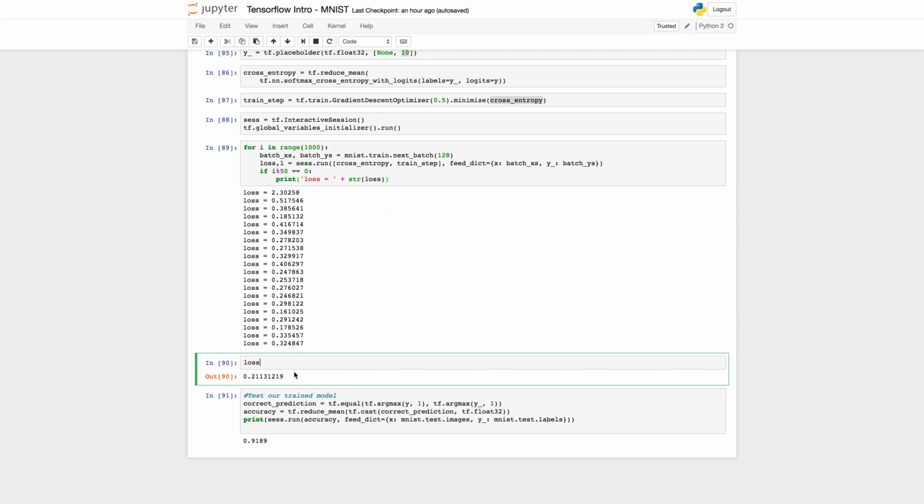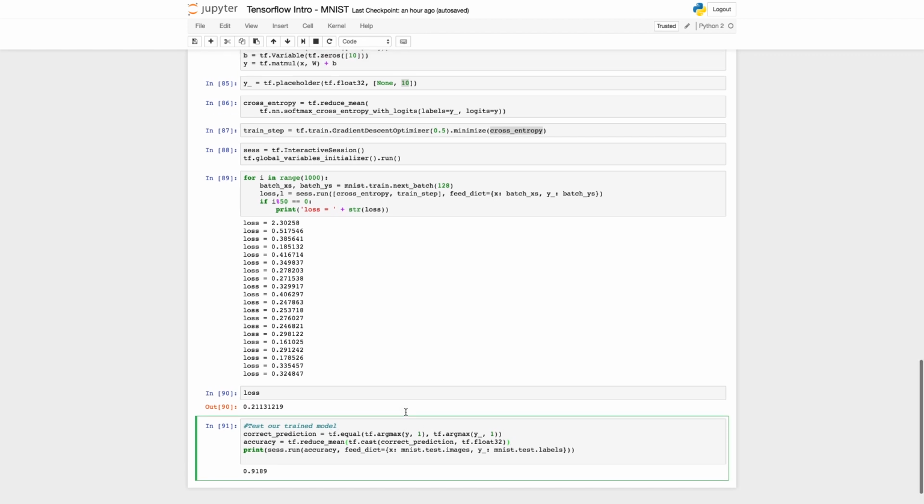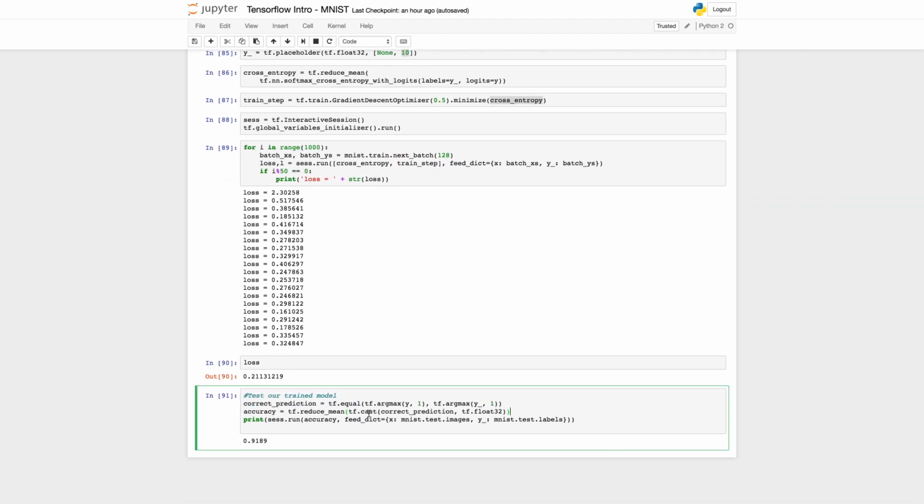Now once we got our function and we have minimized the loss, we need to test our model to see how well it's making predictions for us. So in this last cell here, we are going ahead and making our predictions. Here, once again, we're describing our computational graph. To get the correct prediction, we need to compare our prediction with the ground truth. So prediction y, ground truth y underscore.